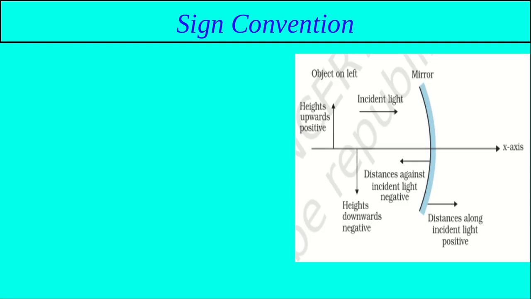Some important sign convention which is required to study ray optics is, first of all, the principal axis of the mirror is taken along the x-axis. So this axis is the x-axis, positive direction of x-axis. Here we have basically a concave mirror, and this axis in positive direction is called the principal axis.